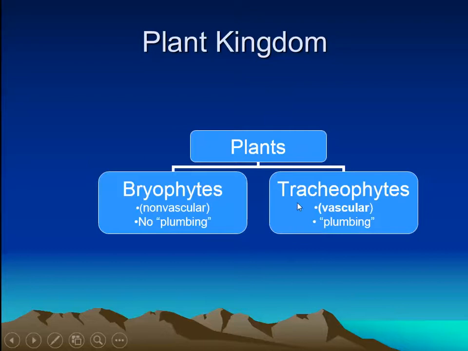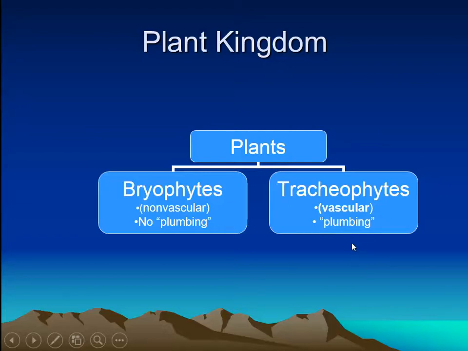So tracheophytes have tubes. And this should be easy for you to remember because you might know that your windpipe is called the trachea. So your trachea is the tube that runs down your throat. It's your windpipe. So this literally means tube plants. And this literally means moss plants. So that will be helpful in remembering what goes in this group.